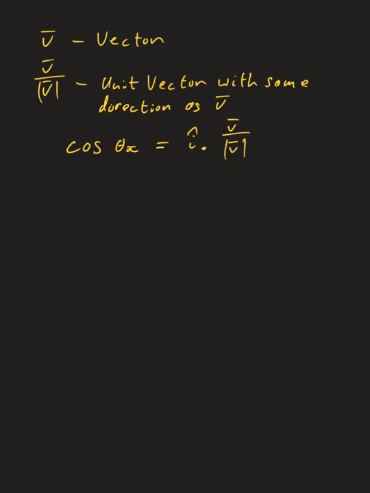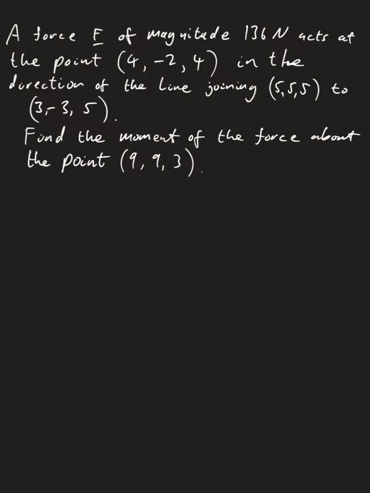So let's look at an example. This example is based on question 8 in tutorial sheet 7. A force F of magnitude 136 newtons acts at the point 4, minus 2, 4 in the direction of the line joining 5, 5, 5 to 3, minus 3, 5. Find the moment of the force about the point 9, 9, 3.